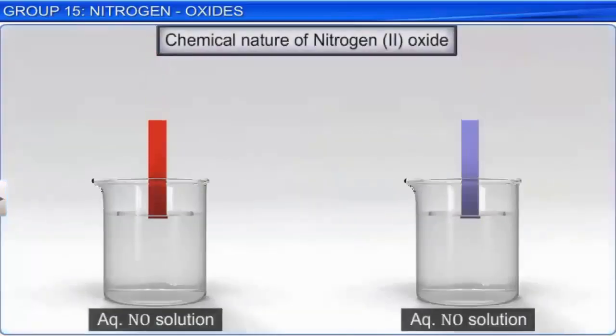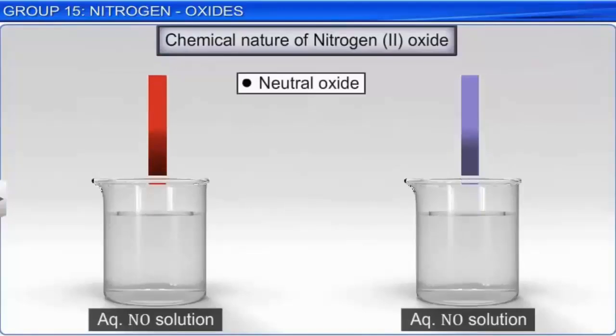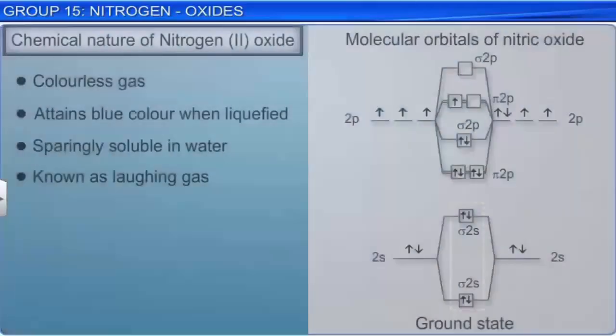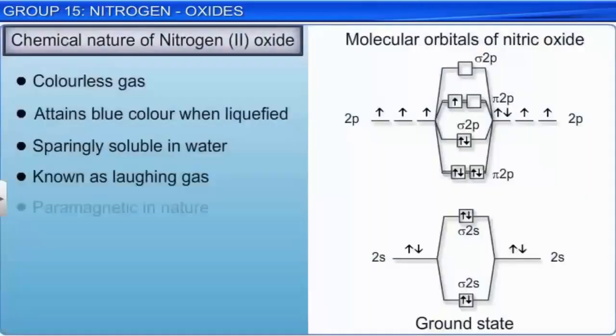Just like nitrous oxide, it is also a neutral oxide. Note the structure of nitric oxide, which is a resonance hybrid of the two forms represented here. The bond length is 115 picometers, which is intermediate between double bond and triple bond. From the structure, it is evident that nitric oxide is paramagnetic in nature due to the presence of an unpaired electron.